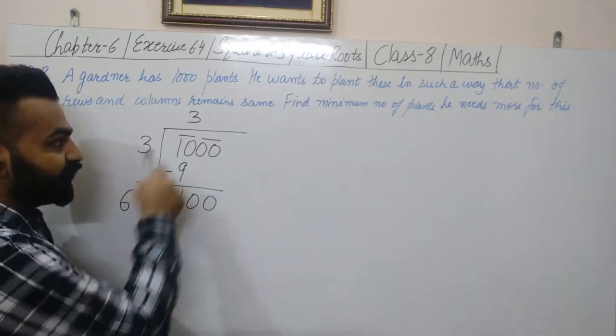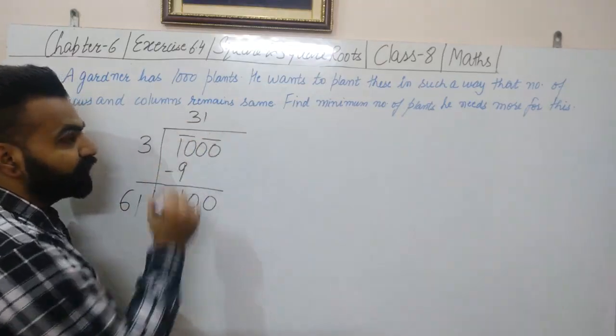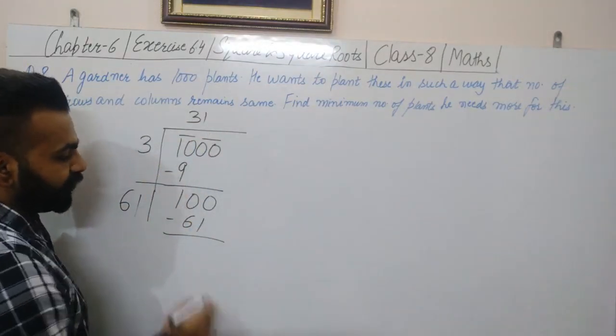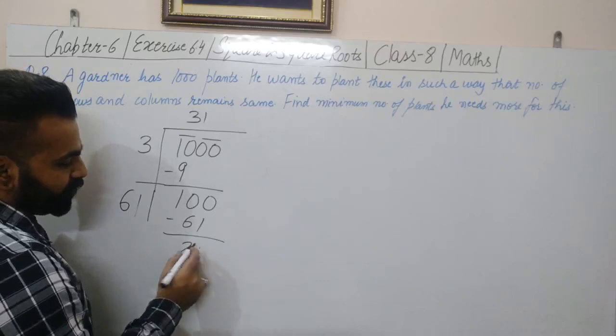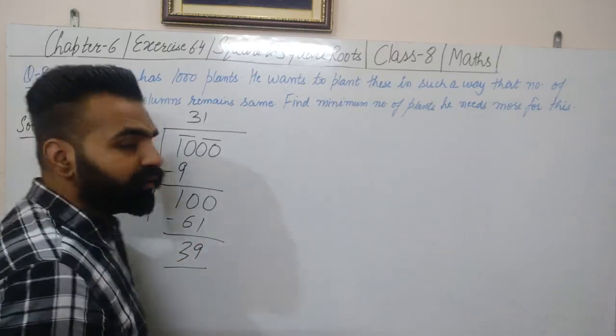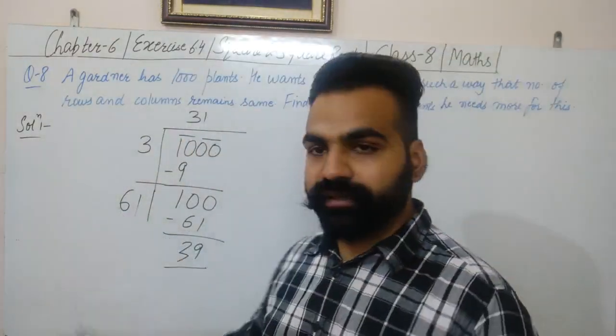So if we take 62 into 2, 124 will be greater than 100. So we have to take 1. So 61 into 1 will be 61, and the remainder will be 39. Clear? So we can't do further division because the divisor is greater than the remainder.